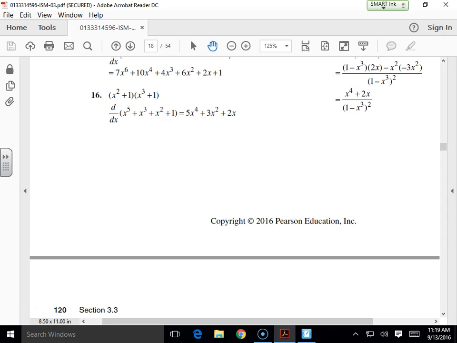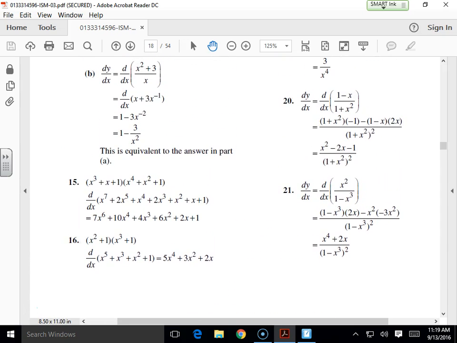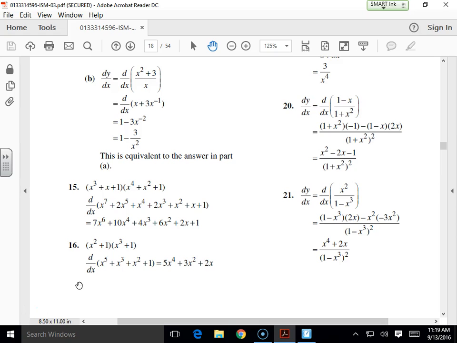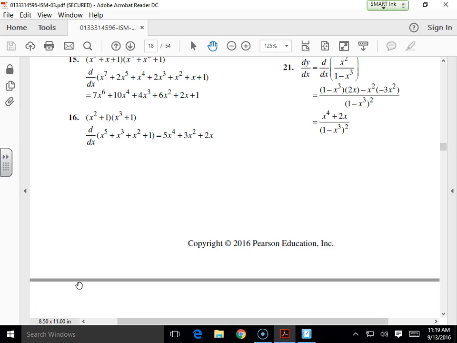Wait, let's go back up to B real quick. I was looking at the wrong problem. I was looking over there, I was like, that's not even close to what I got. There we go. 1 minus 3 over x squared. Number 16: 5x to the fourth plus 3x squared plus 2x. Next one.